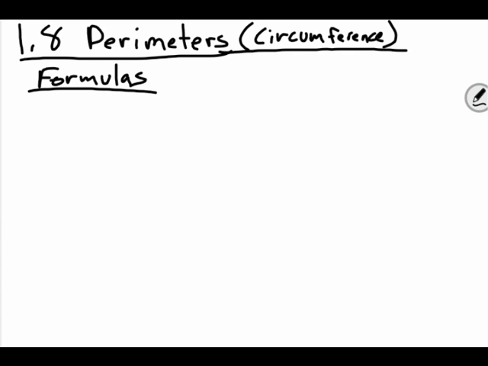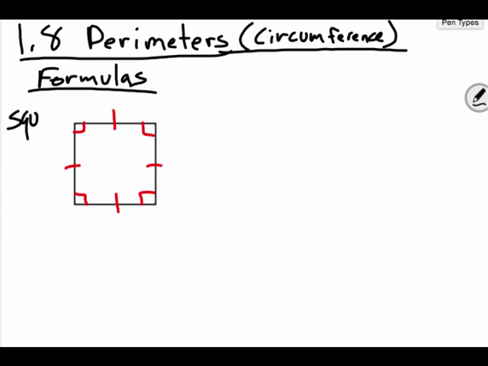Let's start with squares first. By definition, a square has 4 90-degree angles, and every one of the sides is congruent. So this is a square by definition. And if we have a square that has a side length s, then the perimeter is equal to 4 times s, because it's really s plus s plus s plus s. And then the area is just the length times the width, or s squared.